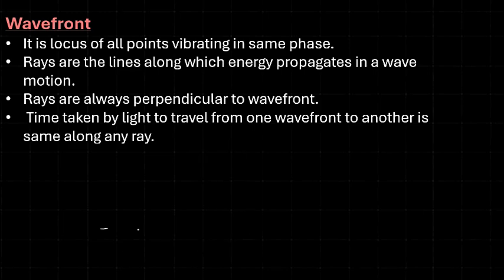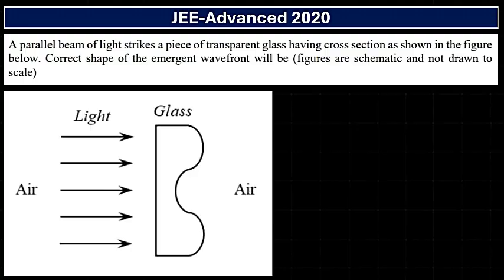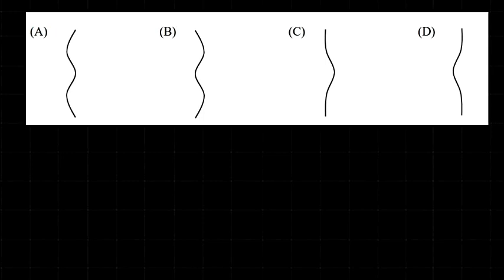So these are the things that we would be using for our analysis. So let's begin with a very good question of JEE-Advanced. That is from 2020. You can see that in this question, what is given is that this is a uniform medium glass, this is air here, this is air here, and a plane monochromatic light, a parallel beam of light, strikes a surface of a piece of transparent glass having the cross section as shown in the figure below. The correct shape of the emergent wavefront will be, and these are the options, and let's go ahead to solve this.